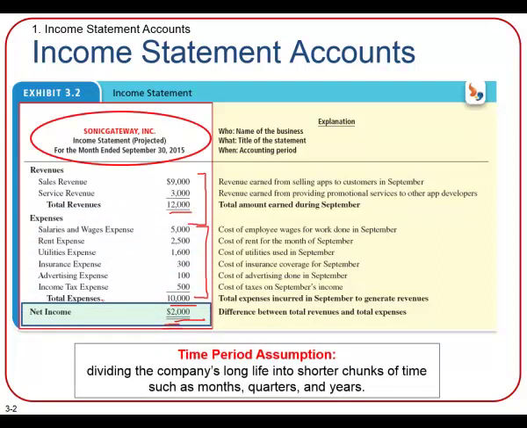And here's just a reminder about the time period assumption. Often, dividing a company's long life into shorter chunks of time, such as months, quarters, and years, will give the business a better gauge on how well it's doing.